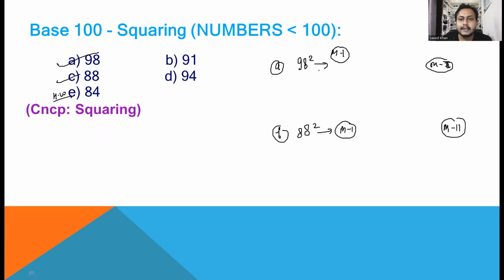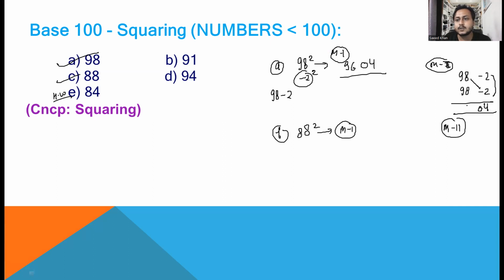So 98 is 2 less than 100, so the last two digits of 98 square should be the same as 2 square, which means 04. To get the remaining digits, just subtract 2 from 98: 98 minus 2 is 96. So 98 square is 9604. Method 2: write it down like this, 98 is 2 less than 100. To get the last two digits, just multiply these two: minus 2 into minus 2 is 4, but you have to write the last two digits, meaning 04. 98 minus 2 is 96, so 9604, right?